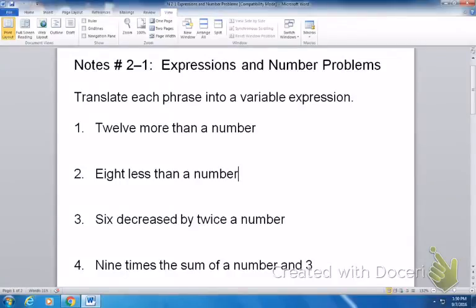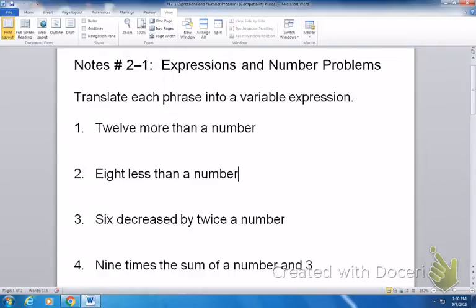All right, guys, so we got through chapter 1. It's time for chapter 2. We're going to start off by talking about expressions and number problems. What we're going to be doing today is they're going to be describing equations to us, and we're going to have to write those. It says translate each phrase into a variable expression.